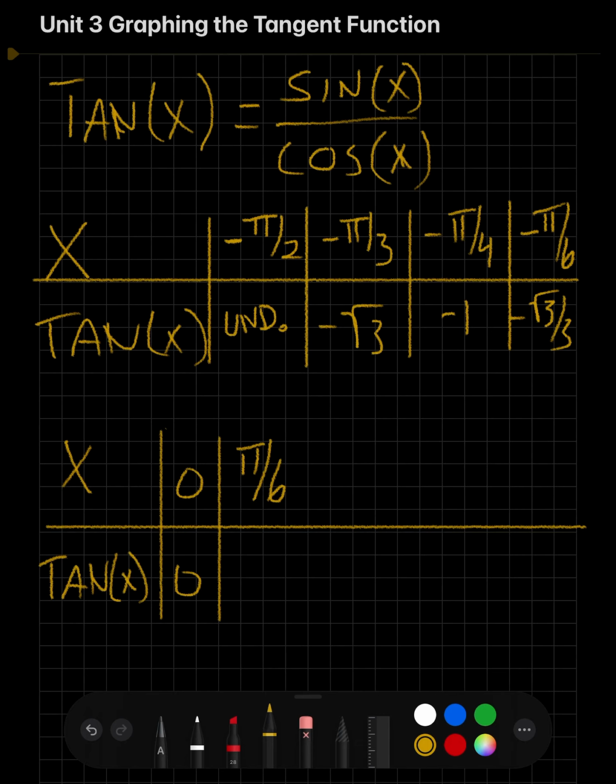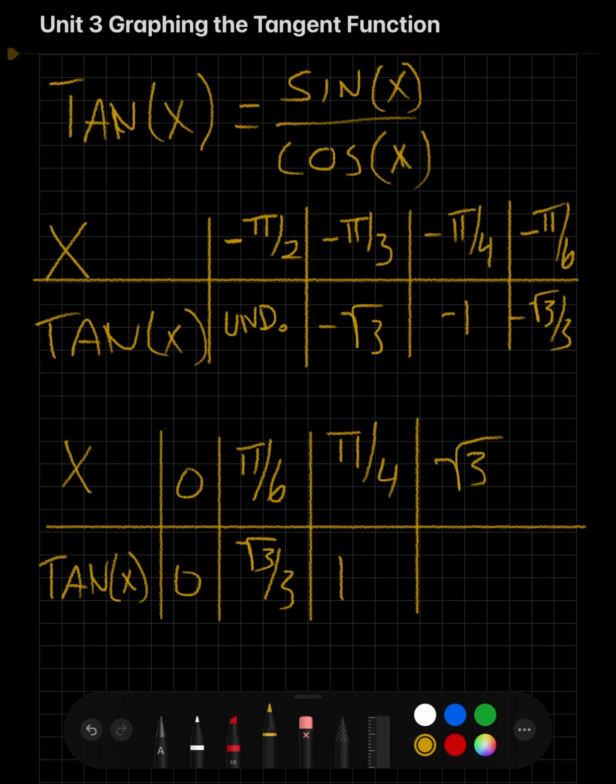And you'll notice there's a pattern here. Now when I put in positive pi over 6, I get positive root 3 over 3. And when I put in positive pi over 4, I will get out positive 1. And when I put in positive pi over 3, I'll get out a square root of 3. I was getting ahead of myself there. And I hope that maybe you're seeing the pattern now. When I put in pi over 2, it's undefined.